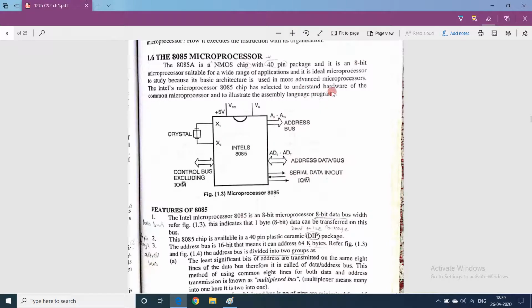I told you what an assembly language program is. Assembly language program is machine code which is directly understood by the machine. An example of a high level programming language is C++, which is in a human understandable format. The compiler compiles it and converts it into machine code, and that code is understood by the machine. But assembly language program is machine language. So we are going to learn assembly language programming of 8085.